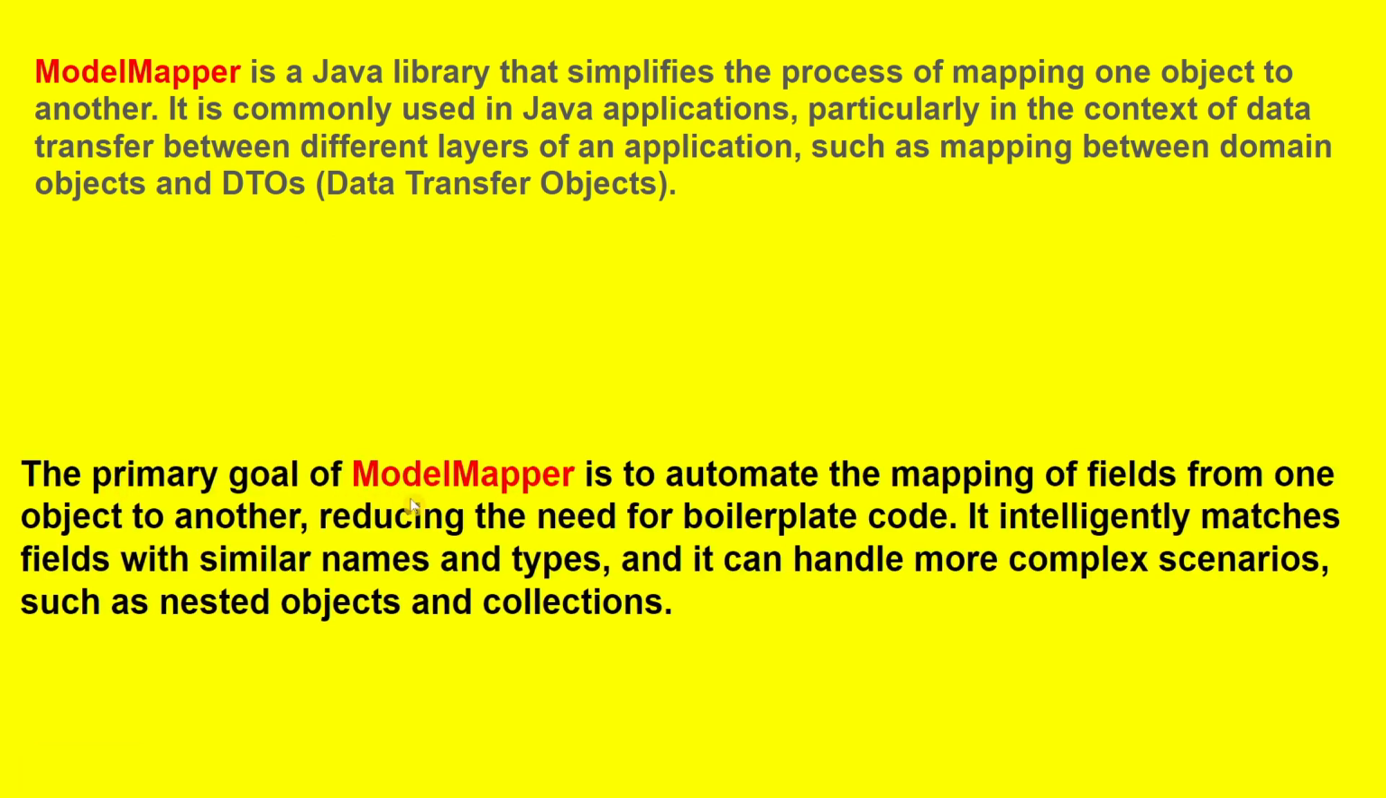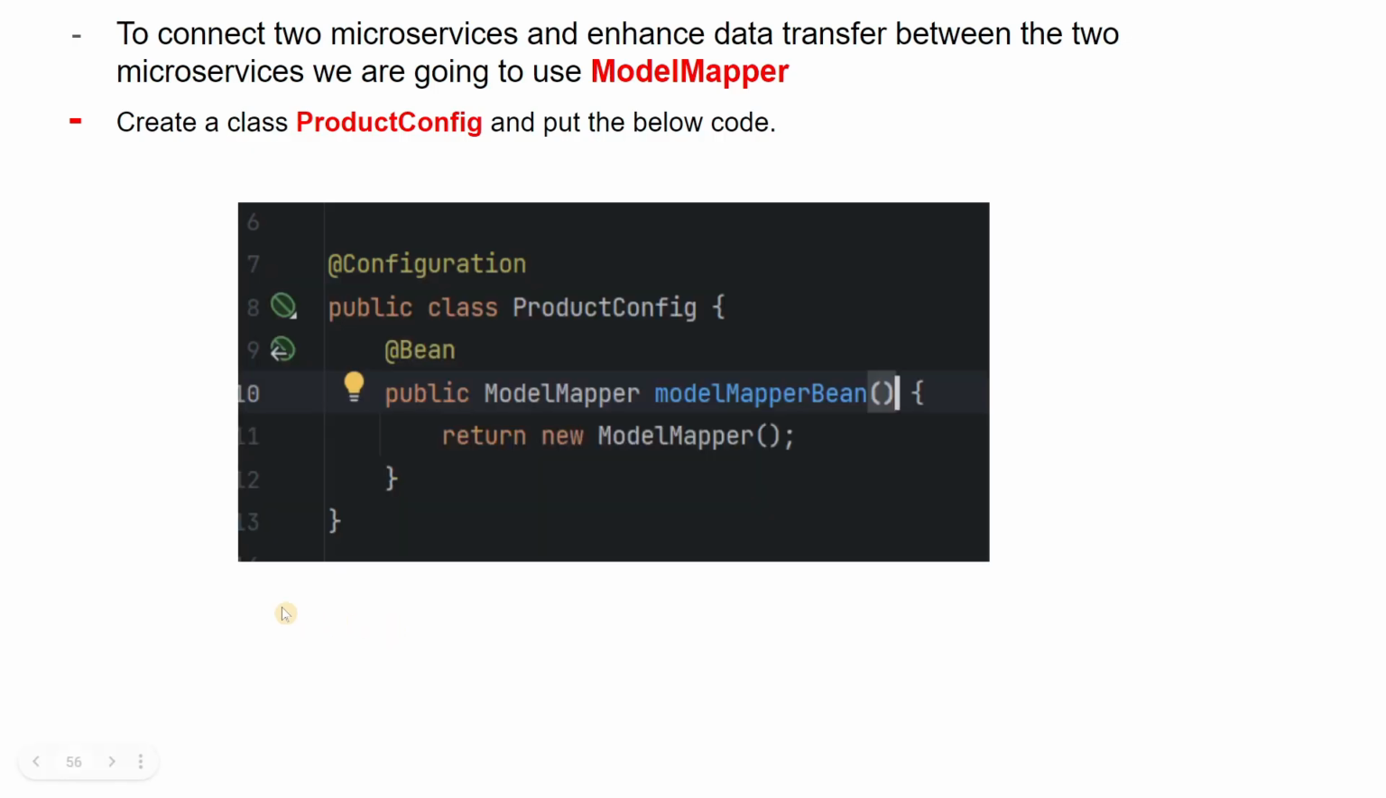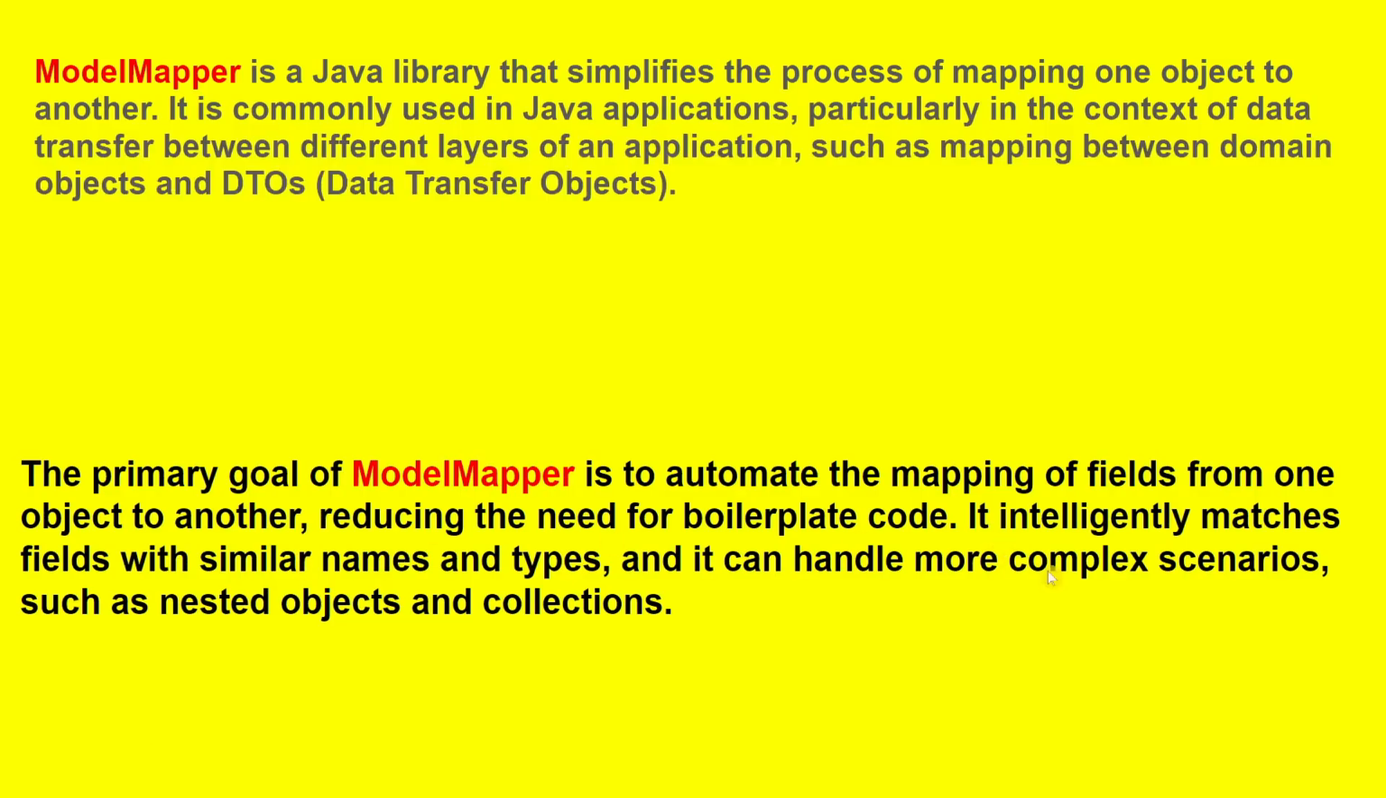The primary goal of model mapper is to automate the mapping of fields from one object to another, reducing the need for boilerplate code. It intelligently matches fields with similar names and types, and it can handle more complex scenarios such as nested objects and collections.